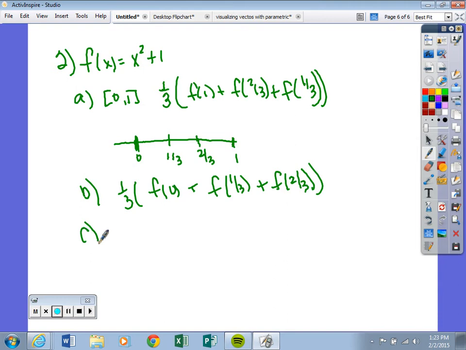Letter choice C is a midpoint. So I need to go to all the midpoints of these.